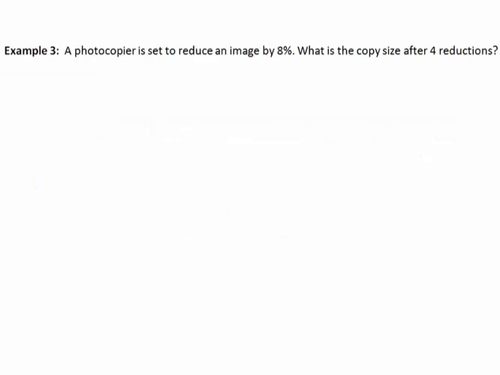So let's apply this. Here we have a photocopier, and it's set to reduce an image by 8%. We want to find what is the copy size after 4 reductions. Well, the first thing we want to notice here is our rate. It's a decrease of the image by 8%. You could probably do this in your head, but let's just show the calculation. 100% minus 8% is the same as 92%, which is really just 0.92 as a decimal. That's our R value.